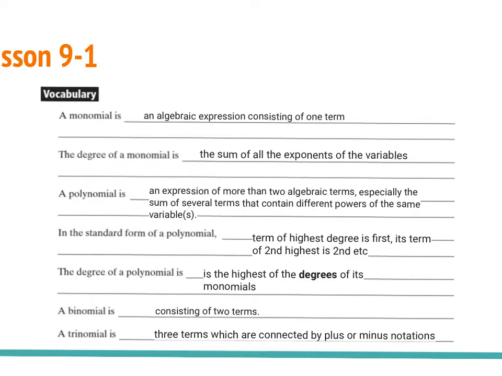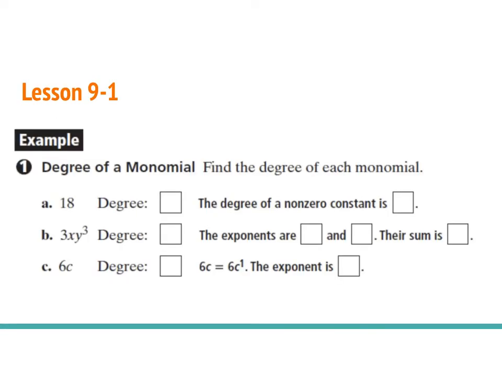And then the degree of the polynomial. So now imagine you've got many terms being added or subtracted. And so the greatest degree, the term that has the biggest degree, is going to kind of control the whole polynomial. And you'll see what happens here. And then a binomial is pretty much a polynomial that only has two terms. And then a trinomial is a polynomial that has three terms.